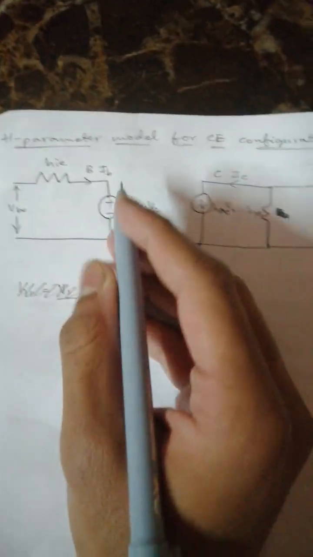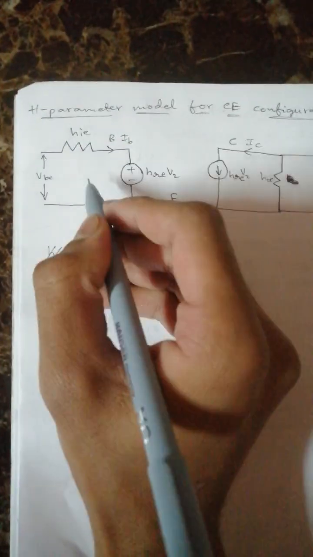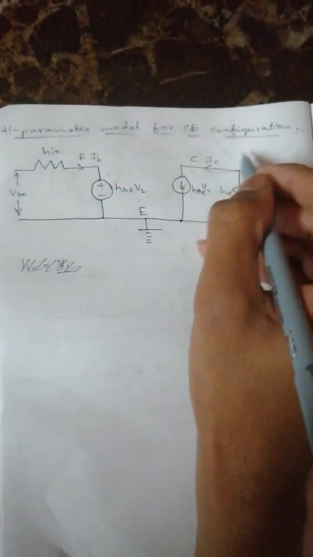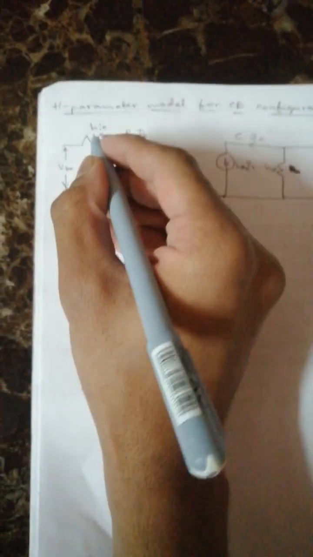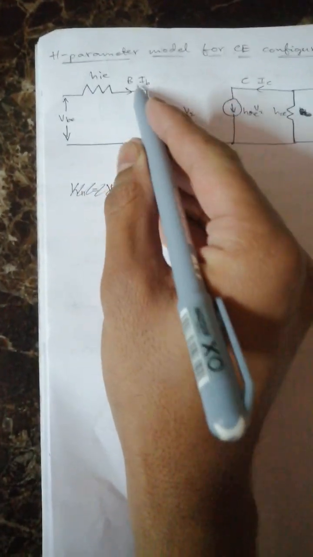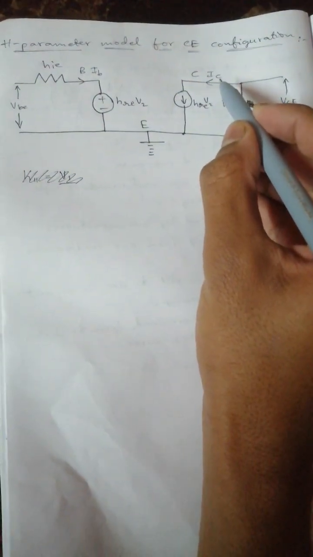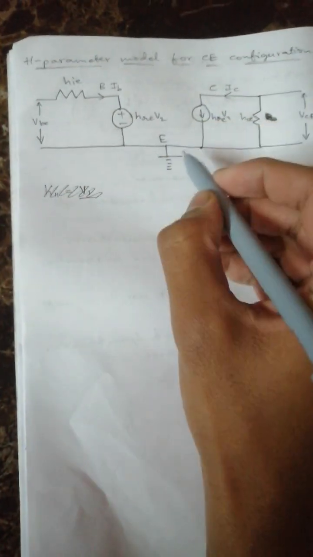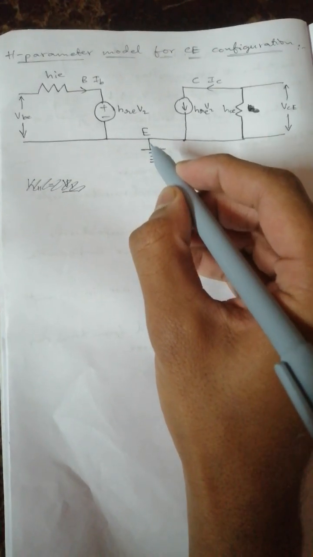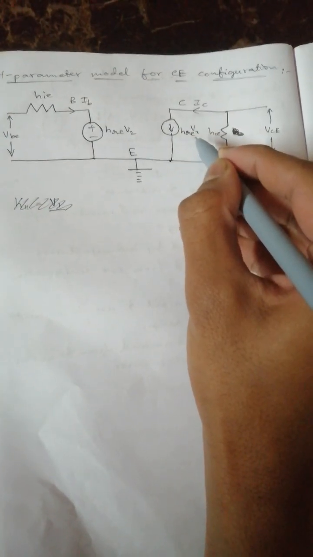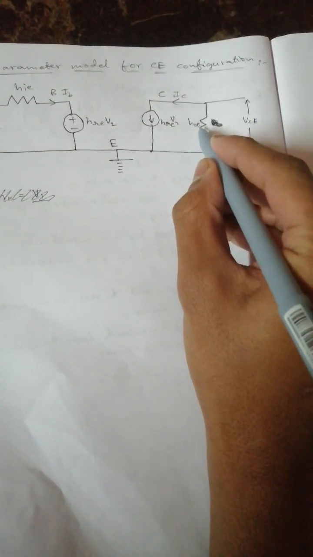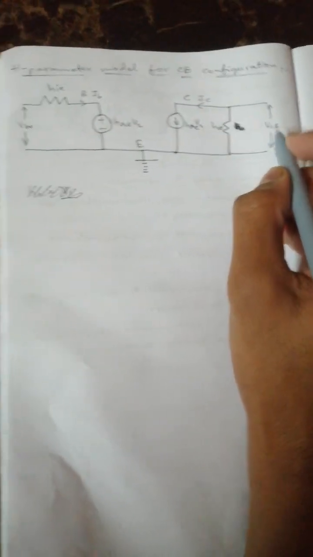Now the H parameter model for CE configuration. This is the circuit of CE configuration. Now this is Hie. This is the input current. This is the output current. This is Hre V2. Here E is emitter, which is common. Base is input. Collector is output. This is Hre V2. This is Ho. This is VC.